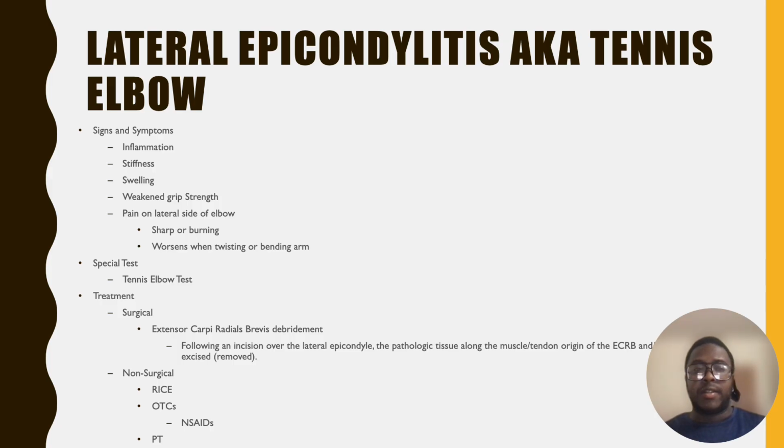The special test is the tennis elbow test. For treatment, you can do surgical, which is extensor carpi radialis brevis debridement, sometimes longus, but most commonly brevis. This follows an incision over the lateral epicondyle, and the tissue along the muscle tendon origin of the extensor carpi radialis brevis is removed. For non-surgical, we have RICE, OTCs, which are over-the-counter medications, in this case NSAIDs, and physical therapy.